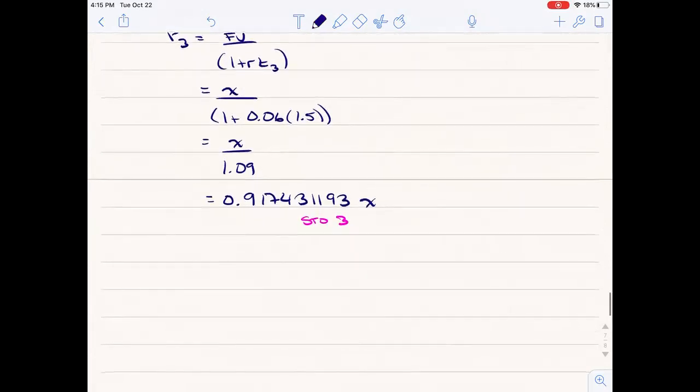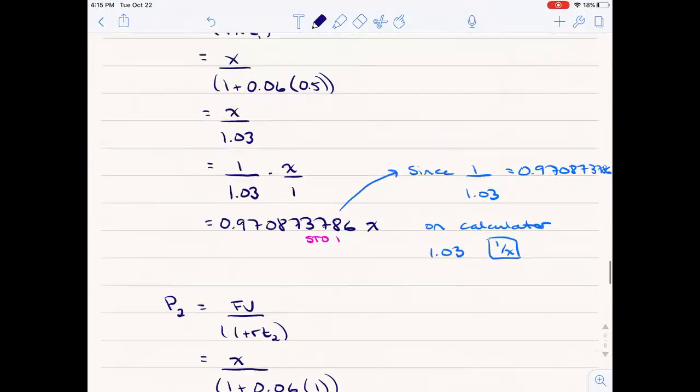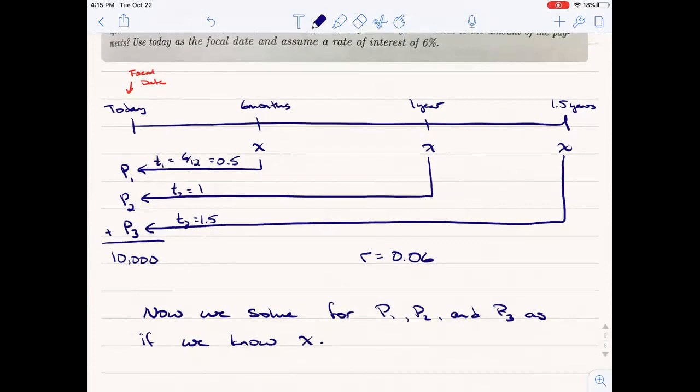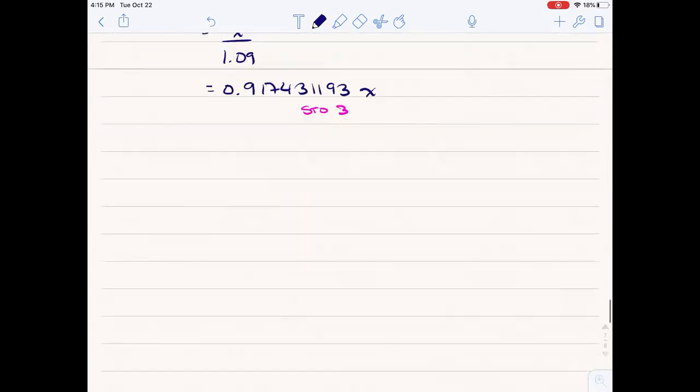So now I know each of these values, right? I know P1 in terms of X, P2 in terms of X, and I know P3 in terms of X. So now I also know that they have to add to 10,000, right? And so what I'm going to do is I know that 10,000 has to equal P1 plus P2 plus P3. Right? So as long as I know what they have to equal, then I can solve for X.